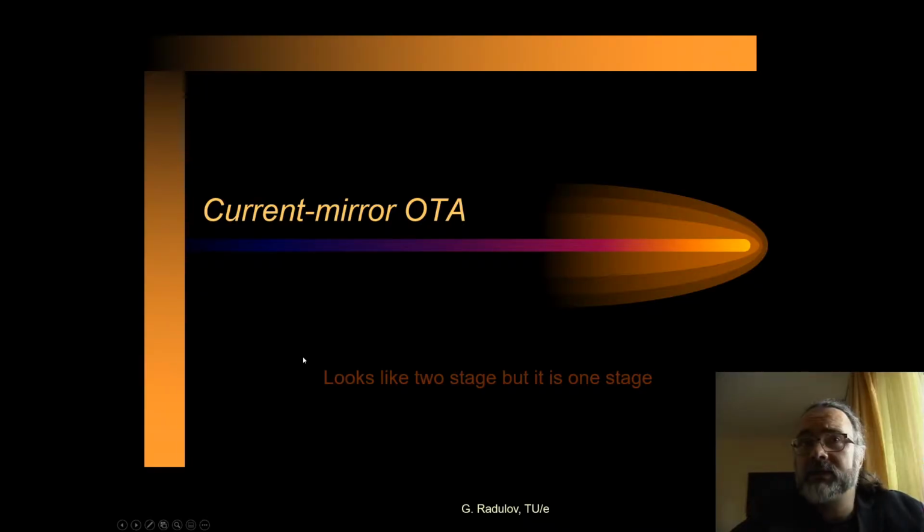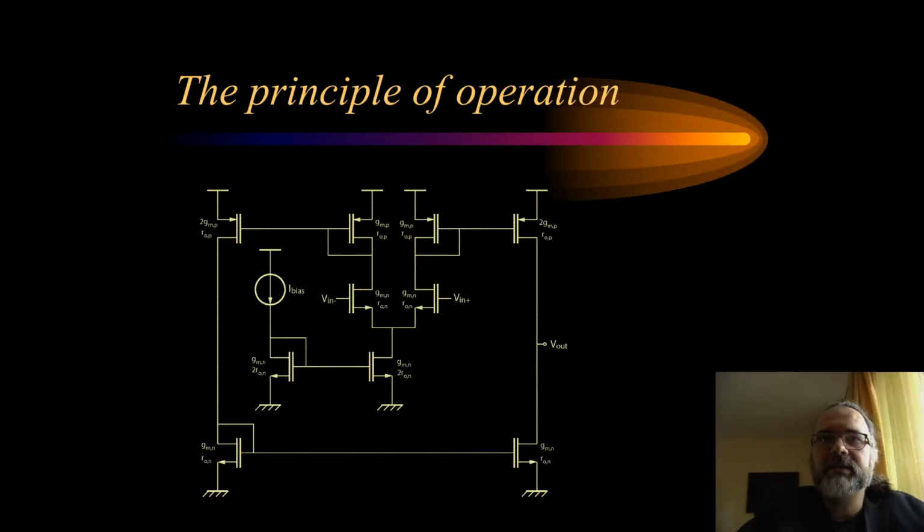So, this architecture that we will discuss looks like two-stage, but actually it behaves like a single stage. So, let's see it. This is the architecture. And what we have here, we have the input pair transistors, which transform the input voltage into currents through their GM.